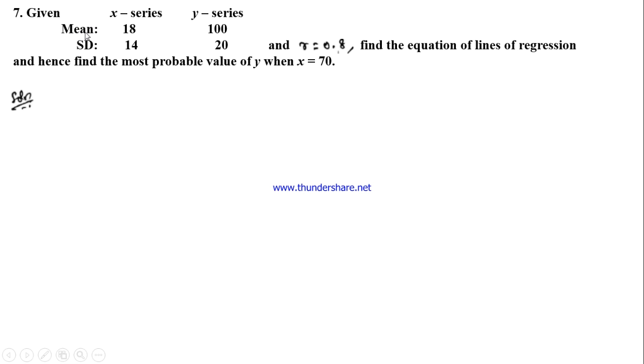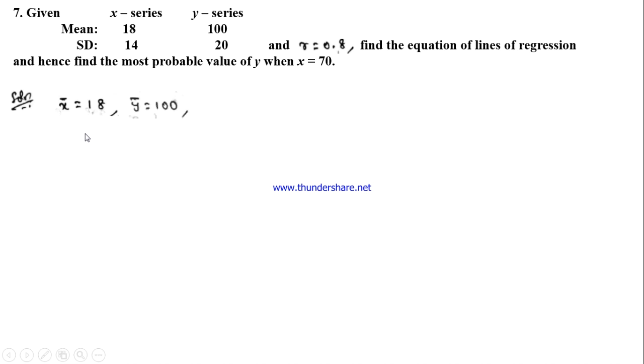Given mean value of x series is 18 and that of y series is 100. Standard deviation of x series is 14 and that of y series is 20. And R is equal to 0.8. Now find the equations of lines of regression and hence find the most probable value of y when x is equal to 70. This is just similar to my second problem which we discussed. The table was given there. Here instead of giving the table, they have given the mean values and the standard deviations directly. Now let me note what is all given.